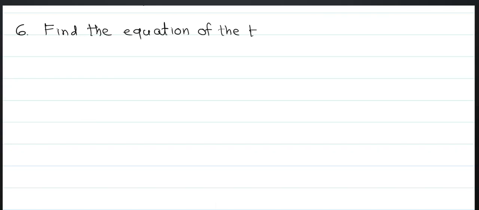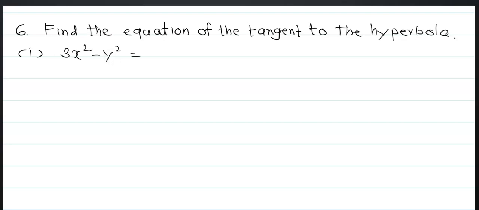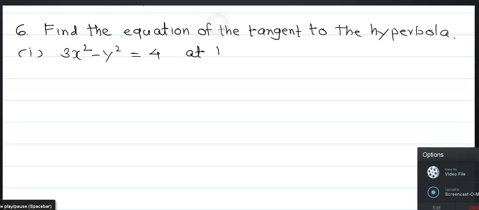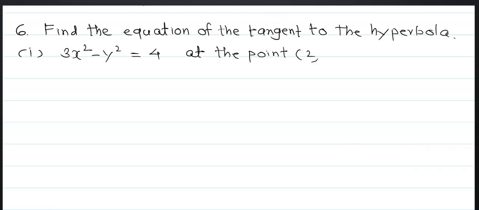Find the equation of the tangent to the hyperbola. First, 3x square minus y square equals 4 at the point (2, 2 root 2).